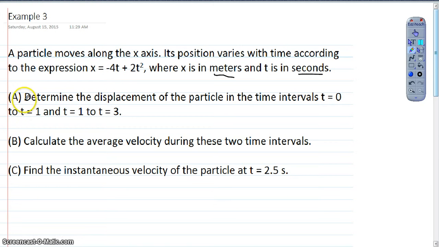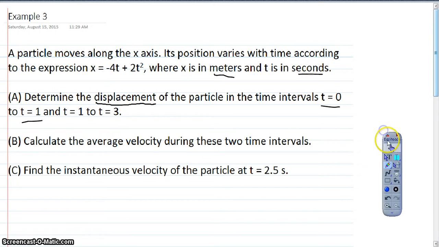Okay, so part A, however, not terribly difficult, right? Determine the displacement of a particle in the time intervals from t equals 0 to t equals 1 and t equals 1 to t equals 3. Notice the nice thing that they say here is the displacement and not the total distance traveled. So I don't care if it's gone up and back or whatever within that time interval. I just want to know where it was at time t equals 0 and where it was at time t equals 1. And right, if they give me the position function, I simply plug in these values.